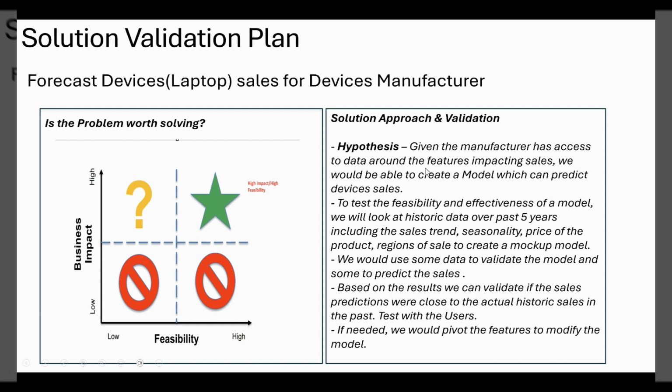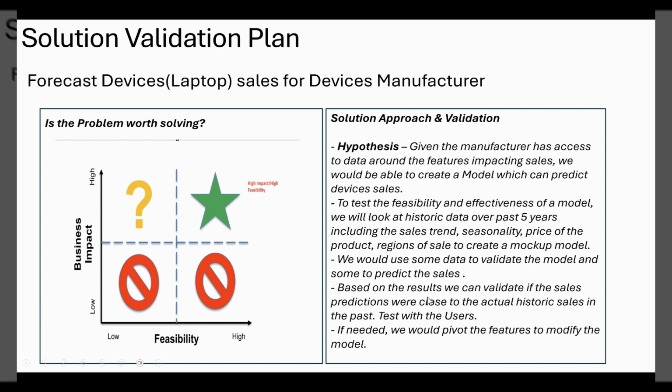The hypothesis that we have is, given we have access to data around all of the features impacting sales, we should be able to create a model which can predict device sales. Now, to test the feasibility and effectiveness of a model, we have access to all of the data for the past 5 years. We divided that into training, validation, and testing sets, which included data like the sales trend, seasonality, the price of the product, and regions of sales, to create a mock-up model. We used some of this data to validate the model's sales predictions. This is something that we tried to validate against the actual sales that we had.